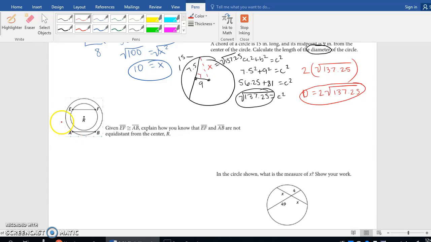2. They're on different circles. They are concentric circles, which is cool, but that doesn't make them equidistant from R. So they're on 2 different circles. Oops. Therefore, not equidistant. Gotta be careful.